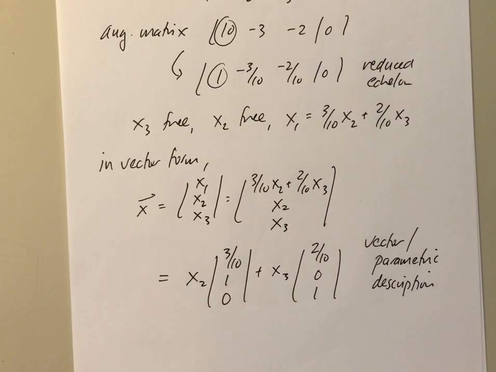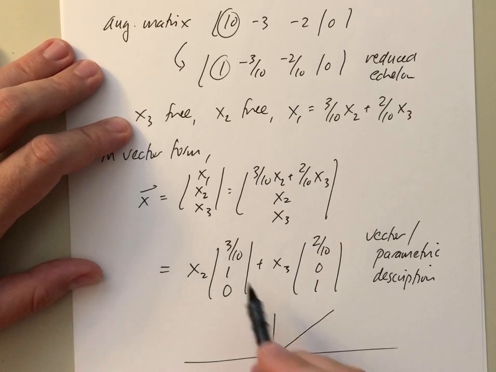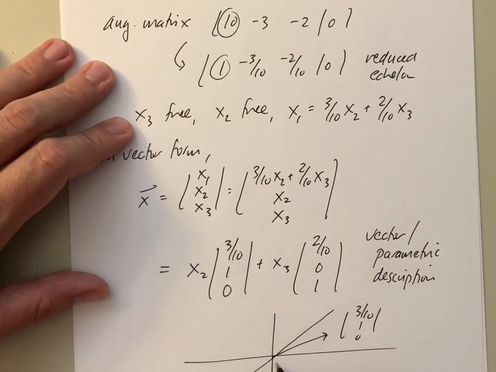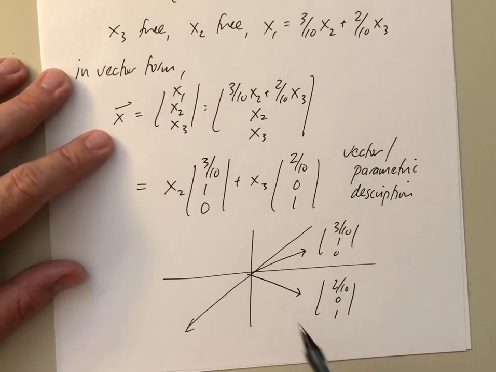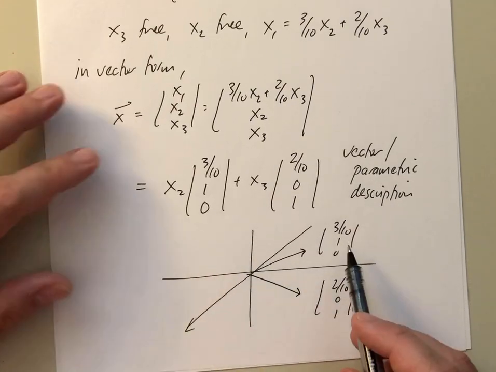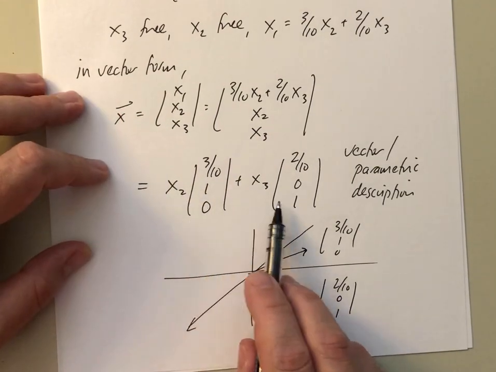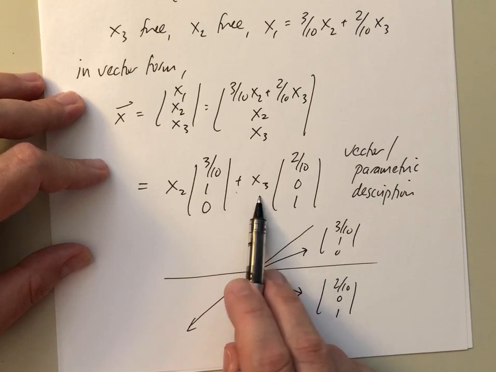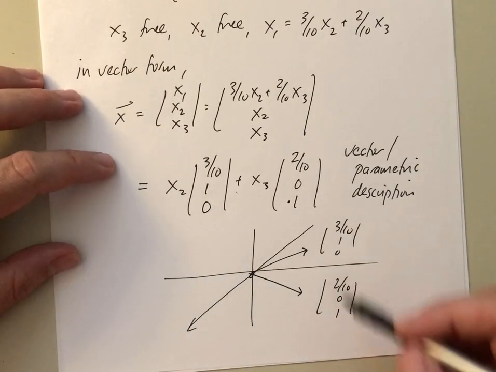Now, can I draw a picture of this? Again, I'll draw a cartoon here. We're sitting in 3 dimensions again. Now I've got 2 vectors. Let's say this is 3/10, 1, 0, and this is 2/10, 0, 1. Again, these are not going to be accurate pictures. I'm just trying to give you a cartoon sketch. The description of the solution set is that I can take any linear combination of these two. This should look familiar. It's something times this vector plus another number times the other vector. So you've seen this before. This is the span of these two vectors.